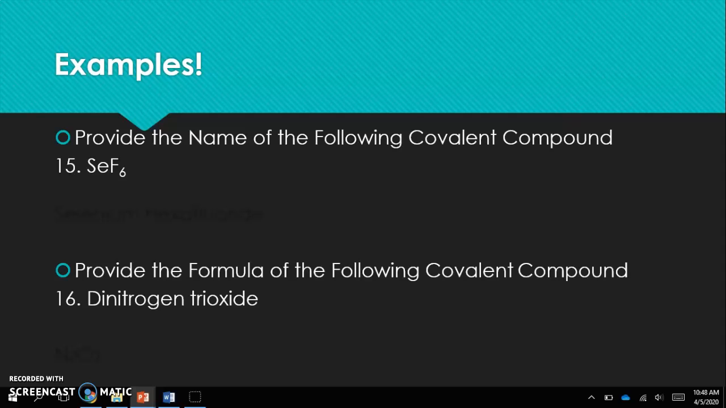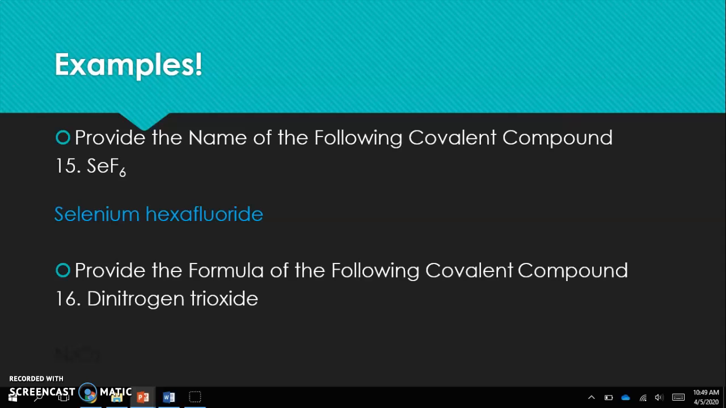So with our selenium, we don't have to say monoselenium because it's the first element, so we're just going to say selenium. And then we're going to use our prefix for the 6. And if you go back and look at your notes for covalent bonding, 6 is going to be hexa. So we're going to say selenium, hexa, and then we're going to end it with that ion, which is going to be the fluoride. So we're going to have selenium hexafluoride here.